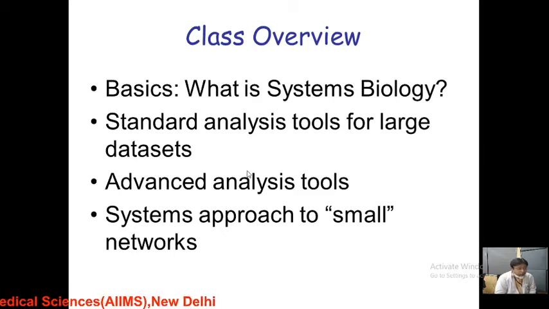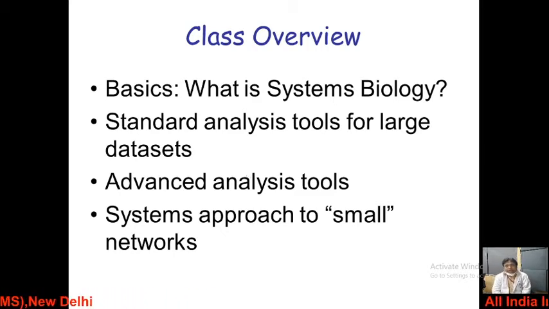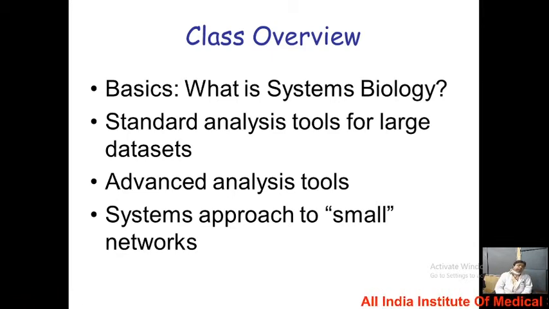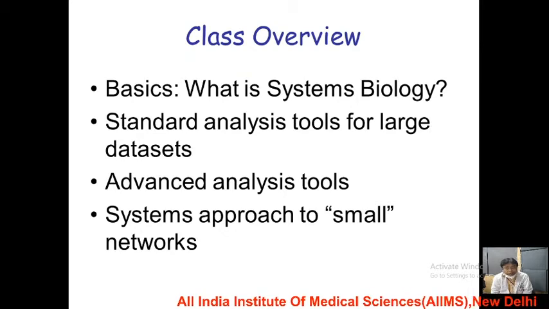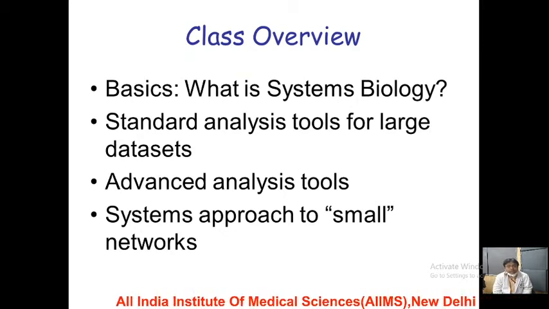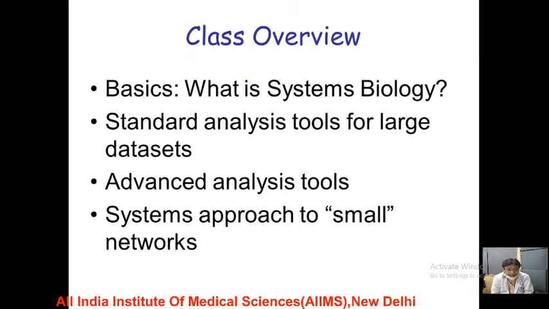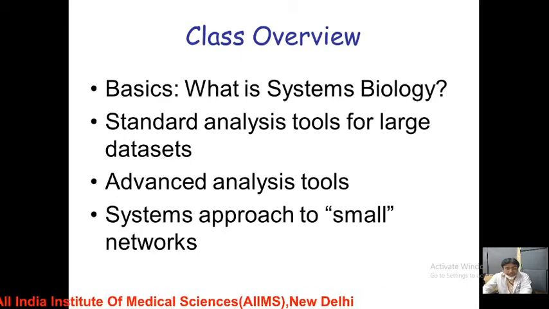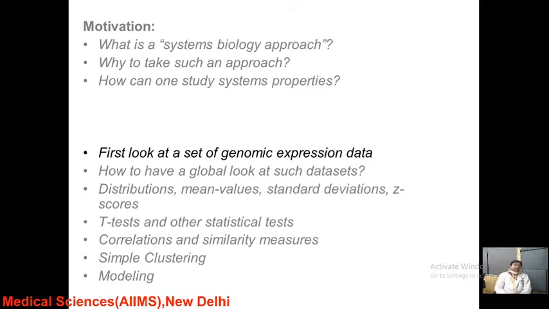And needless to mention, computational biology is a very important part of systems biology, where you need to write code and do some fancy programming and try to achieve the best out of your experiments, and answer the questions which you have been asking. So these are all part and parcel of systems biology, and that is what is being discussed in this class.